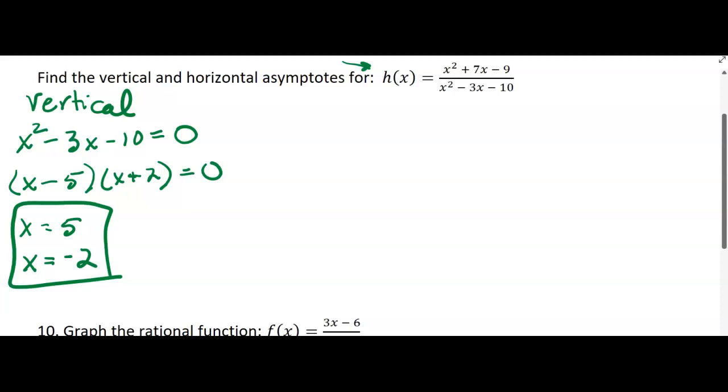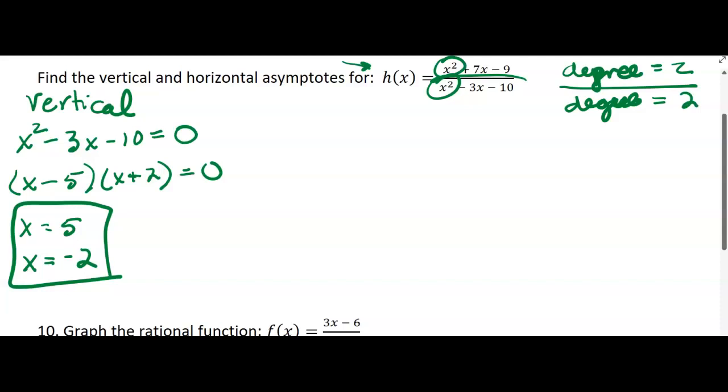To find the horizontal asymptote, it goes by the degree of the numerator. So the degree of the numerator, which is 2, and the degree of the denominator. Remember, these are polynomials, so the degree right there is also 2. If the degree of the numerator is less than the degree of the denominator, then you get y equals 0 for the horizontal asymptote.